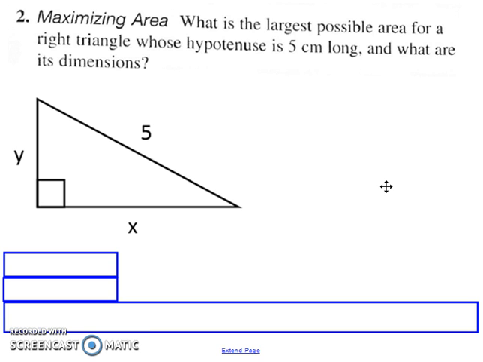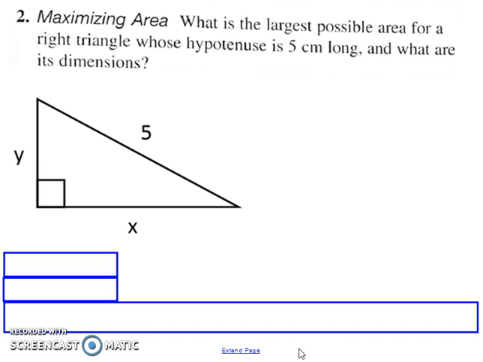I simply have a right triangle. As you can see here, the hypotenuse is 5 centimeters long, and so we want to maximize the area here. I've labeled the two sides that we don't know. These are the dimensions that we want to find out, and so I've given them generic variables x and y.